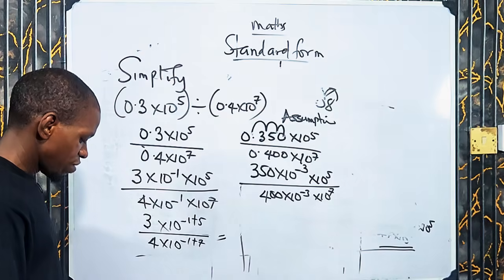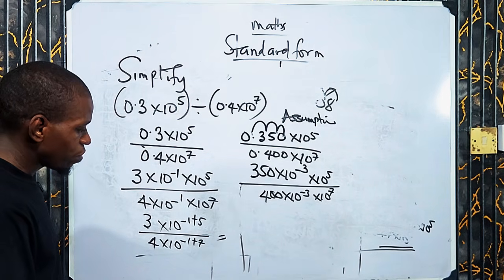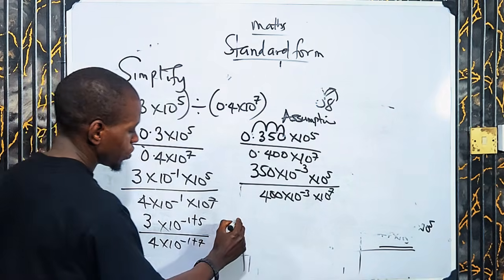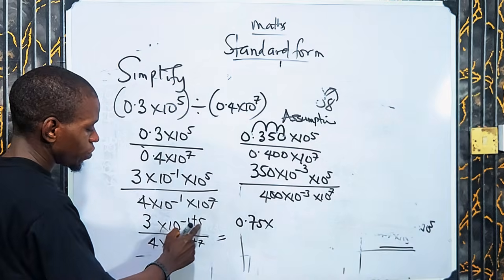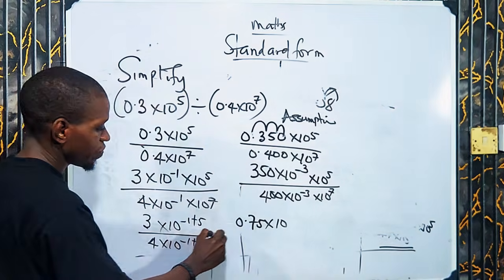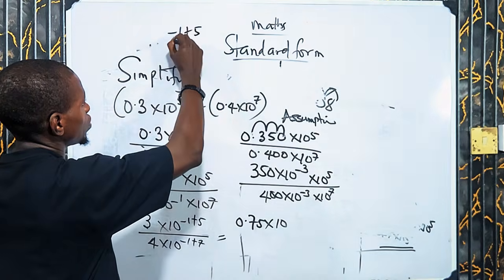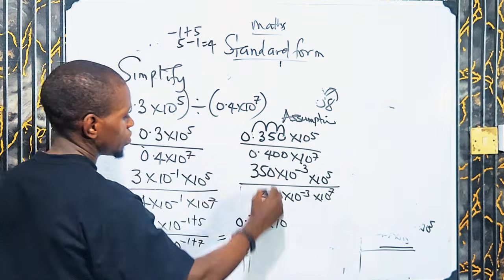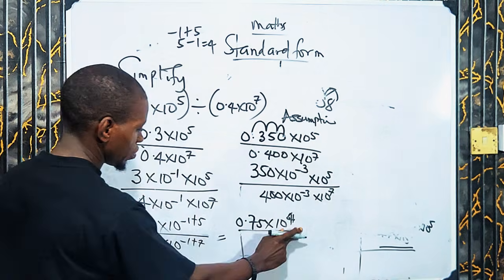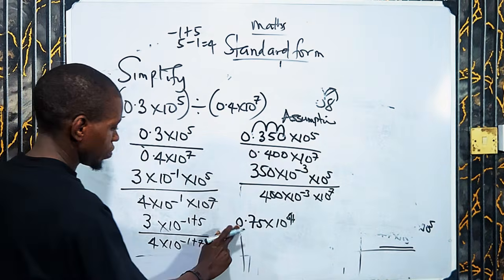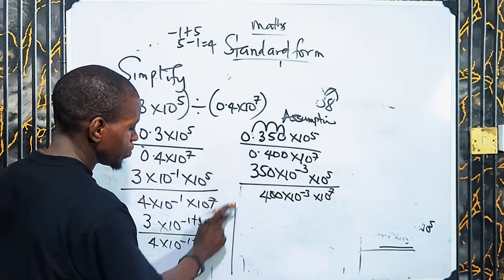Then I'll ask myself, 3 divided by 4 is going to give me 0.75, times minus 1 plus 5, which is going to give me what? Minus 1 plus 5 is 4. It's going to be 4 all over. Wait, let me solve this. Sorry, let me do it this way so that you won't get confused.